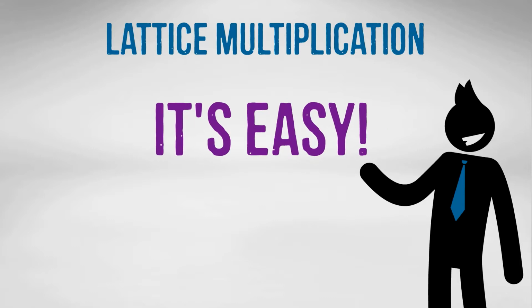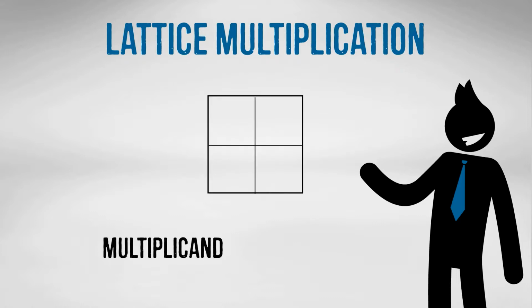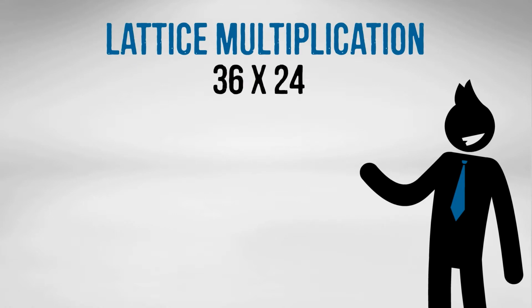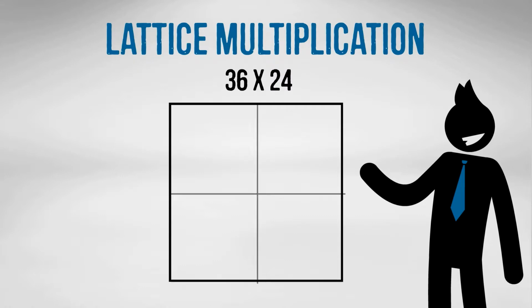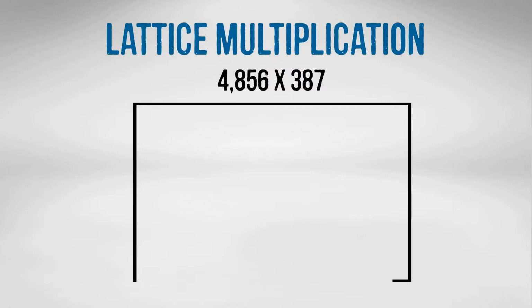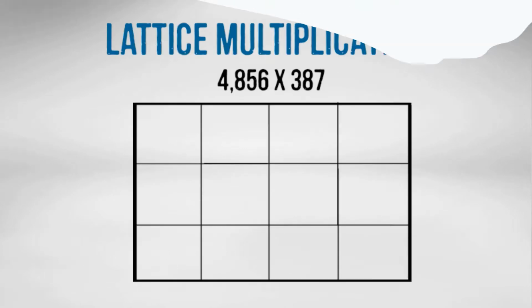This algorithm is often much easier for students to use when they are multiplying complex numbers. This works by drawing a grid that has as many rows and columns as the multiplicand and multiplier. If you want to multiply 36 times 24, you will draw a grid that has 2 rows across and 2 rows down. If you want to multiply 4,856 times 387, you will need a grid that has 4 rows across and 3 rows down. It all depends on the numbers you are multiplying.